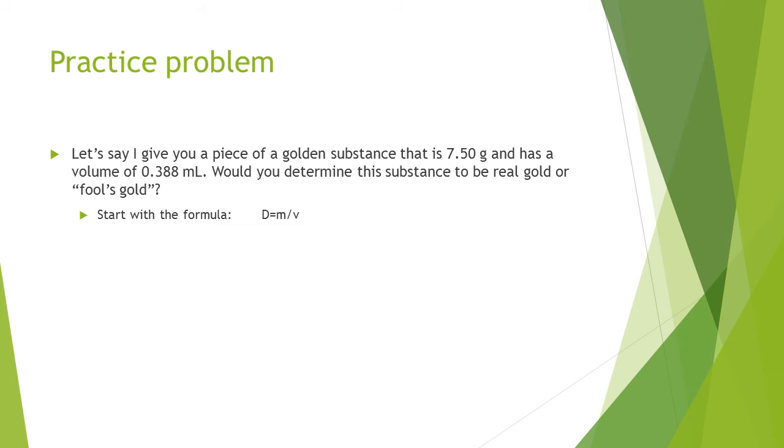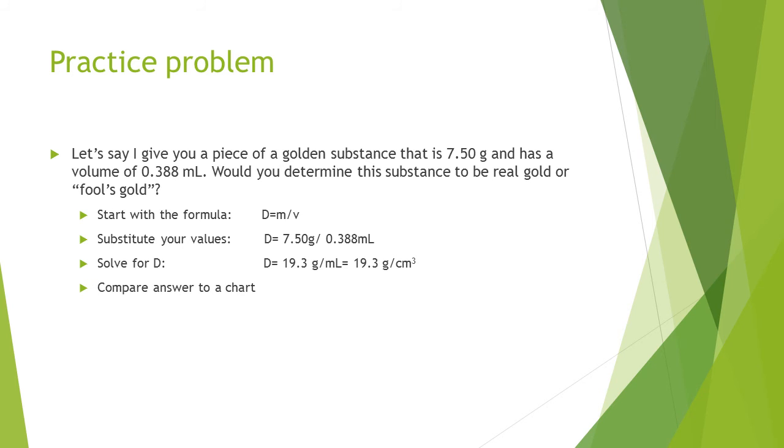You're going to start with a formula, density equals mass divided by volume. You're then going to substitute your values in, which come straight from the word problem. Solve for D, put it in your calculator. When you do that, you're going to get density equals 19.3 grams per milliliter, which is also equal to 19.3 grams per cubic centimeter. So milliliters and cubic centimeters are equivalent. It depends on how you're going to write it.